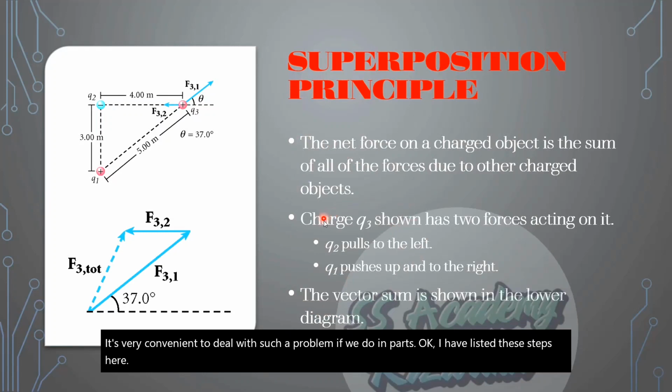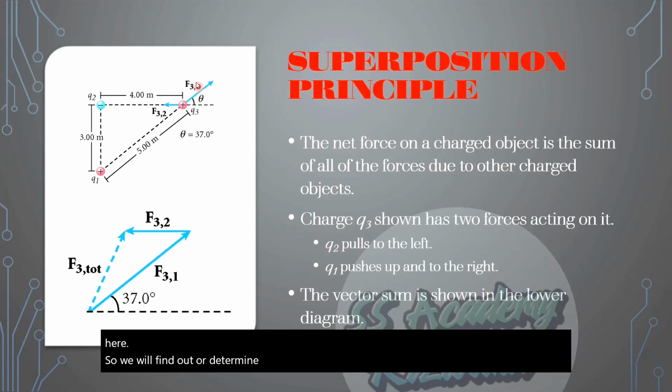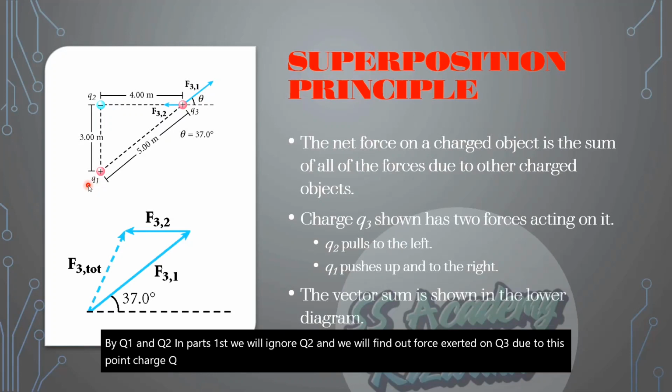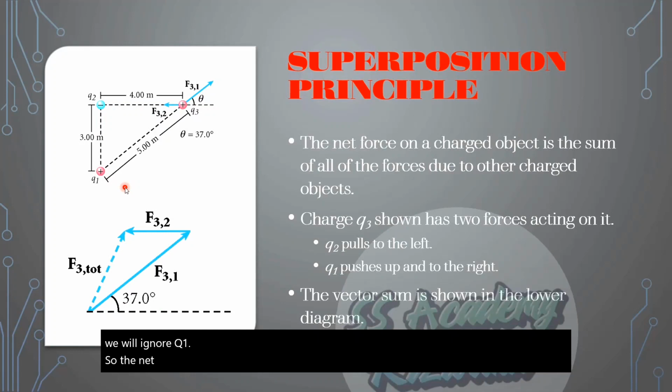So we will determine the force exerted on Q3 by Q1 and Q2 in parts. First we will ignore Q2 and find the force exerted on Q3 due to the point charge Q1. In the second step, we will find the force on Q3 due to Q2. That time we will ignore Q1. So the net force on Q3 will be the vector sum of these two forces. I have explained it in a simple diagram here.